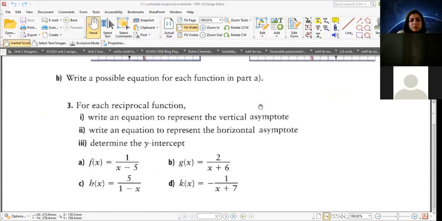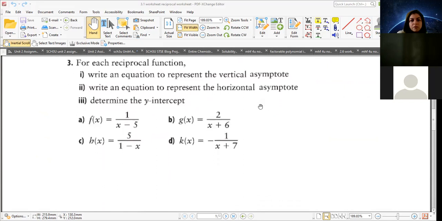The next question. I told you I'm gonna do that. So here I'm gonna do A. Write equation to represent the vertical asymptote. Vertical asymptote is restriction for x. So x minus 5 equal to 0, x equal to 5. So this is gonna be my vertical asymptote. This is part I. Write equation to horizontal asymptote. For horizontal asymptote, because my numerator is fixed, you automatically will say that the y cannot be 0. So y equal to 0 is my horizontal asymptote.